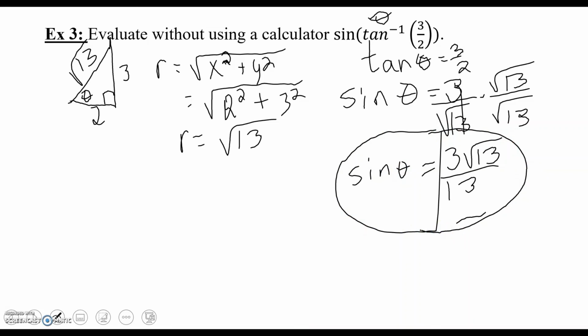Alrighty, so that's how you would find the sine of inverse tangent of 3/2. You will create the triangle, label the angle, whatever you want to call it, theta, alpha, beta, y, whatever you want to call it, and create a triangle that gives you a tangent of 3/2. Once you create that triangle, then you find the sine of that angle.